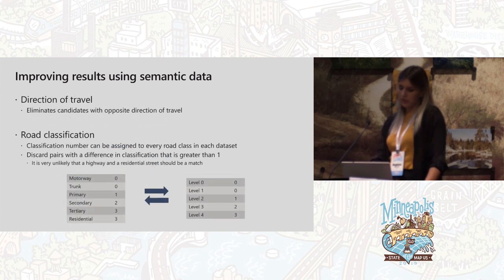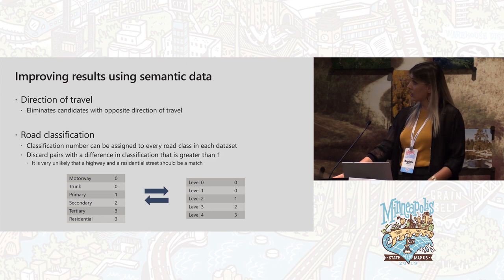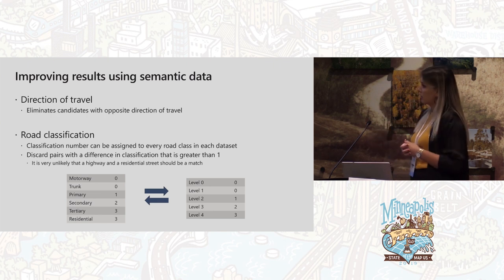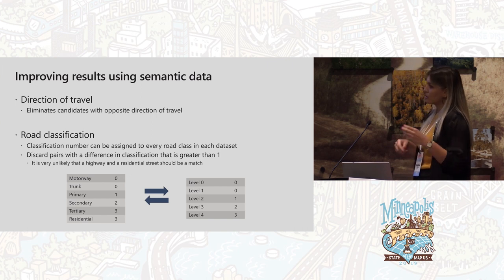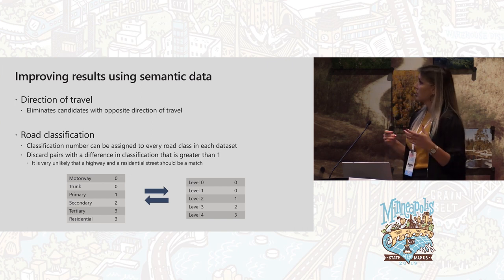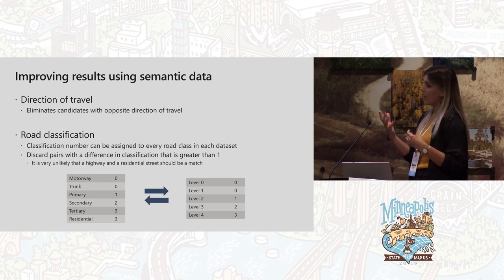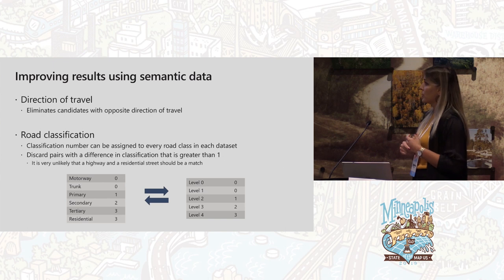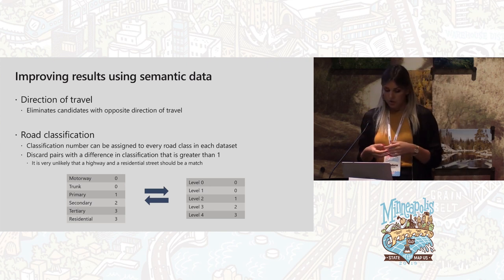The other attribute that we can use is direction of travel. Well, that's pretty simple. It just eliminates pairs where candidates have completely opposite direction of travel. And finally, the road classification. Well, like I said, almost every data set has some kind of road classification. On the left, you can see the OSM road classification. On the right, it's some imaginary classification hierarchy. So our algorithm has its own internal hierarchy, which consists of four levels, and we basically map the hierarchies of each data set to the values that our algorithm is using. And we use it to discard pairs where source and candidate geometries have a difference in classification that's greater than one, because it's highly unlikely that a highway and a residential street should be a match.